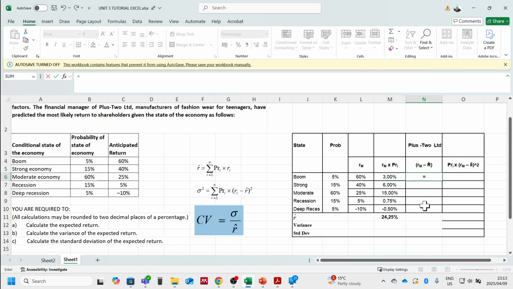To calculate the deviation, it equals the anticipated return minus the expected return, which gives us 35.75. This tells us that from 60%, we're going to deviate by 35.75%, which is a negative in terms of this particular outcome, because on this outcome we expect 60. However, the expected return for the whole asset is 24.25%, which means that we're deviating by 35.75 from 60% to 24%.